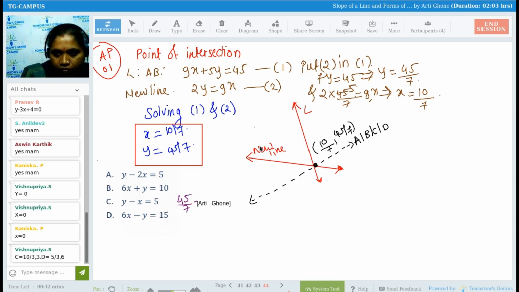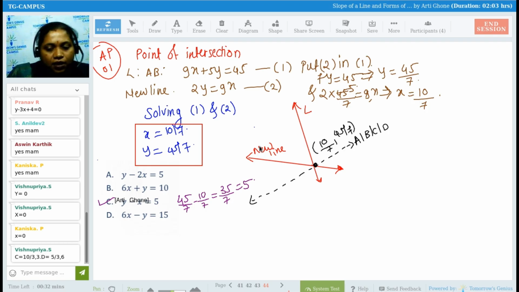45 by 7 minus 10 by 7 is equal to 35 by 7, which is equal to 5. So option C is correct. Clear?